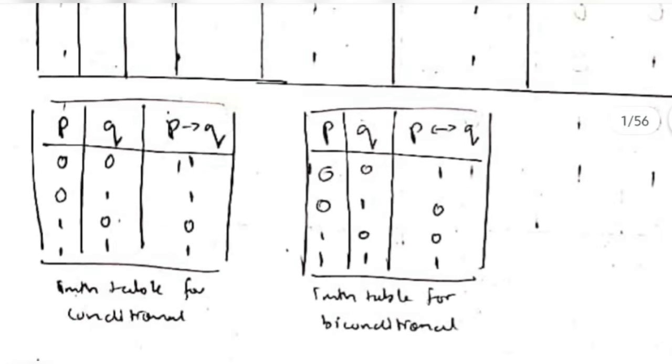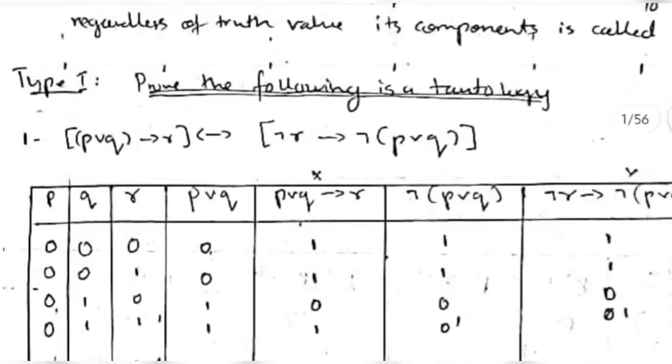See here, p or q conditional r. So 0 conditional 0. What is 0 conditional 0? According to the truth table, it's 1. So in this place you will write 1. Similarly you will do this for all these values.